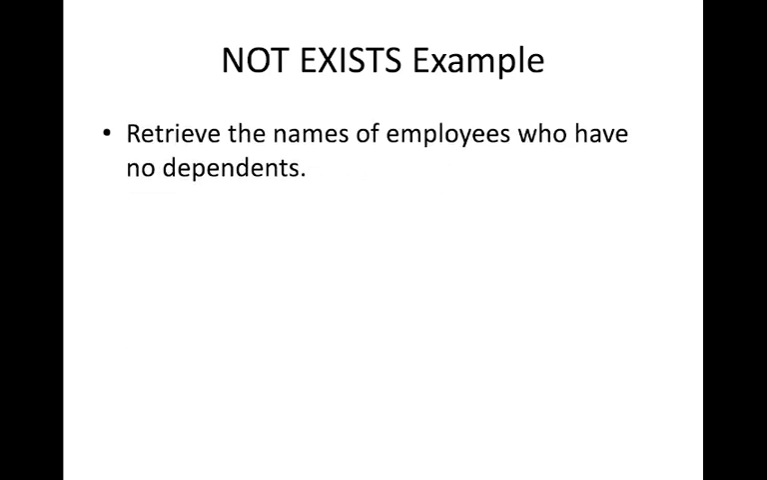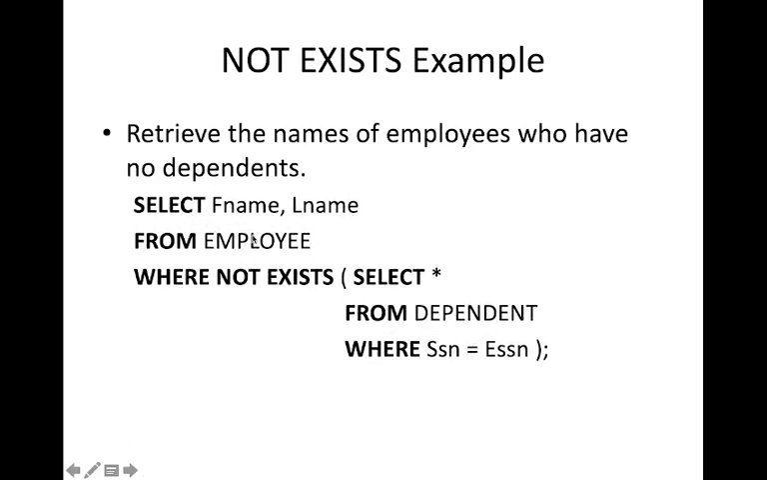I will show an example. Retrieve the name of employees who have no dependents. We can use NOT EXISTS also. Select FName, LName from EMPLOYEE where NOT EXISTS (select * from DEPENDENT where SSN equals ESSN). We simply compare the SSN of this employee with the dependent's ESSN. If there is an employee whose SSN is not there in DEPENDENT, that means that employee does not have a dependent. So NOT EXISTS can also be used. NOT EXISTS is the opposite of EXISTS.